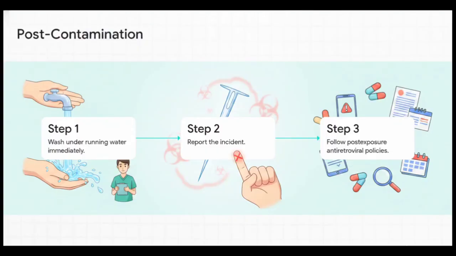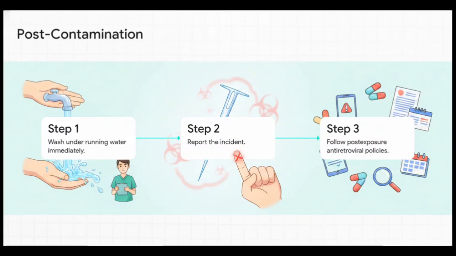What happens when those physical barriers fail? Statistically speaking, needle sticks are most common on the non-dominant index finger, and a hollow needle injury carries by far the greatest risk. If contamination does occur, you immediately initiate this emergency response sequence. Step 1, wash the area under running water. Step 2, report the incident immediately. Step 3, strictly follow your local policies for post-exposure antiretroviral treatment and occupational health testing.